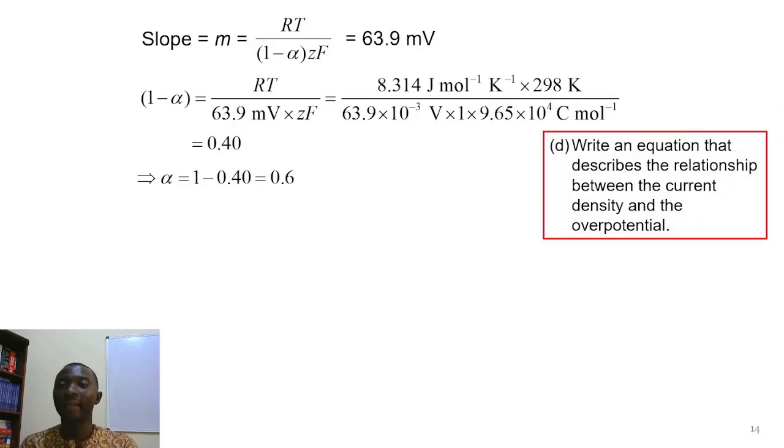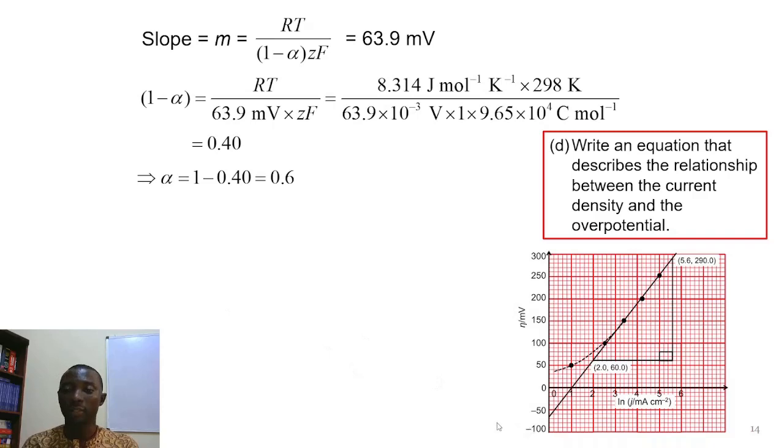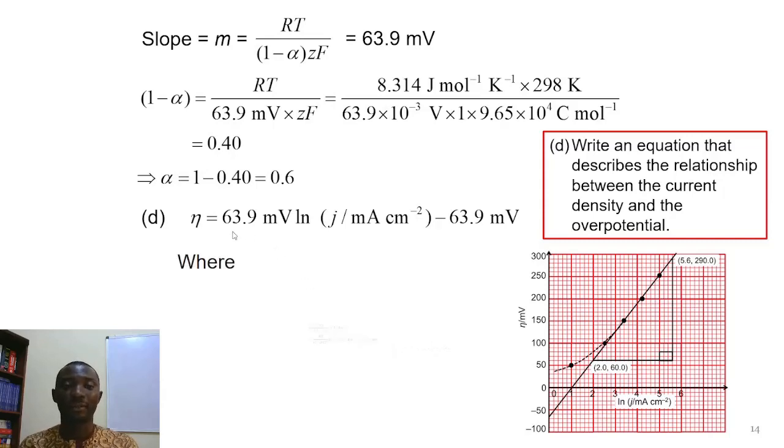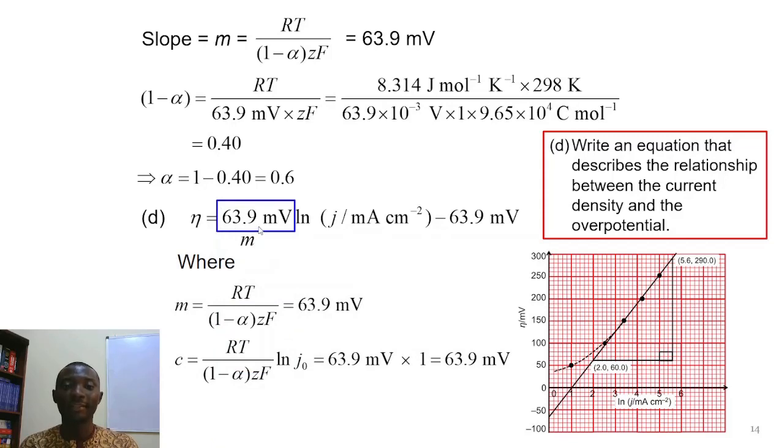The next question says, write an equation that describes the relationship between the current density and the overpotential. What the question actually wants is for us to write an equation that describes this relationship between the overpotential and ln J. To do that, we need information about the slope, which we have here, and we need information about the intercept. And we know that the intercept is the product of this times ln J naught. So we write our equation of the straight line on that basis, bearing in mind that this is M, the gradient, that is C, the intercept, and M is equal to this, and C is equal to the product of the gradient times ln J naught. So this is the gradient, and ln J naught gives this value.